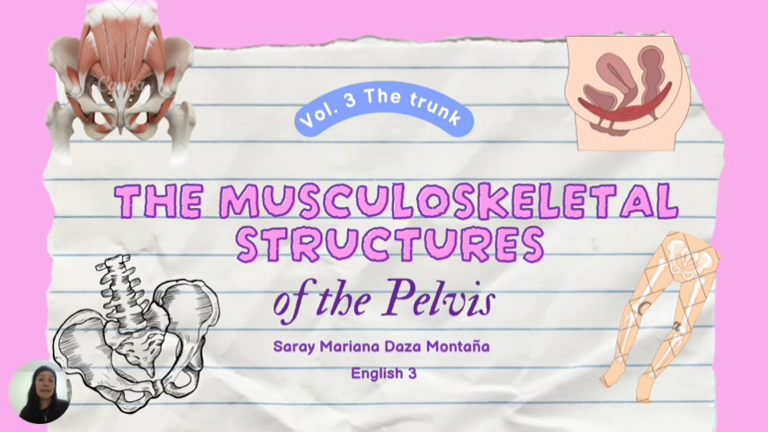Hi, my name is Araidasa, and today I am going to take a deep look at one of the most important, complex, and fascinating regions of our body, that is the pelvis. This is volume 3, the trunk, the musculoskeletal structures of the pelvis.